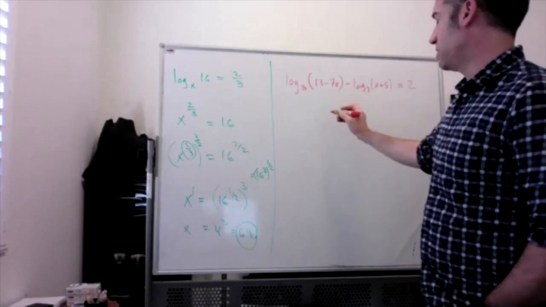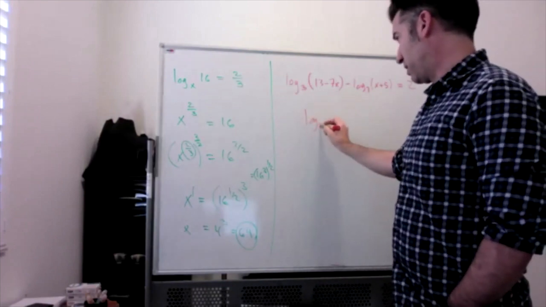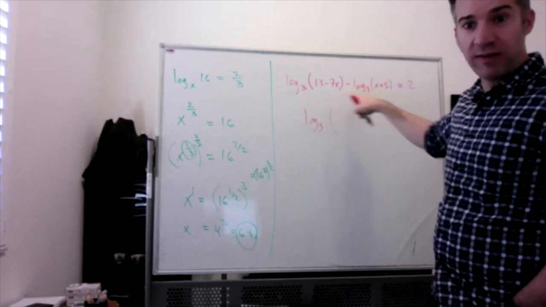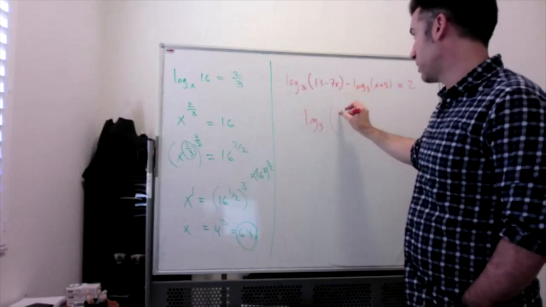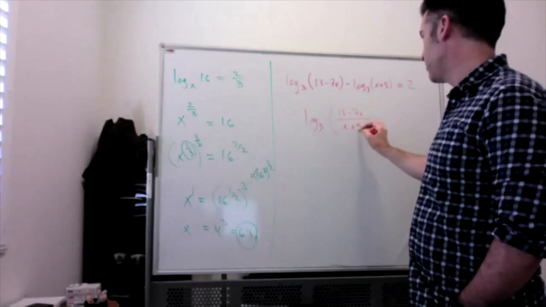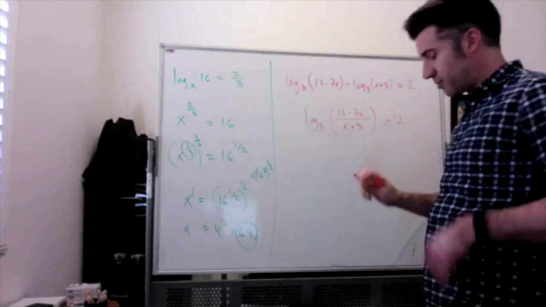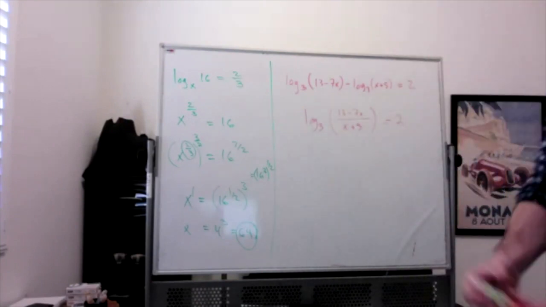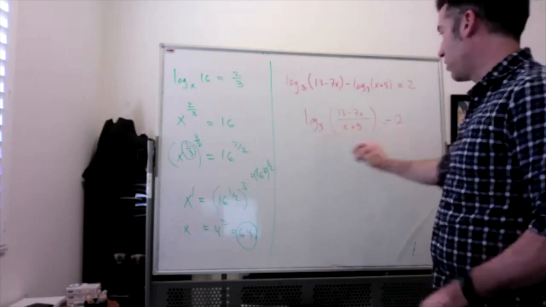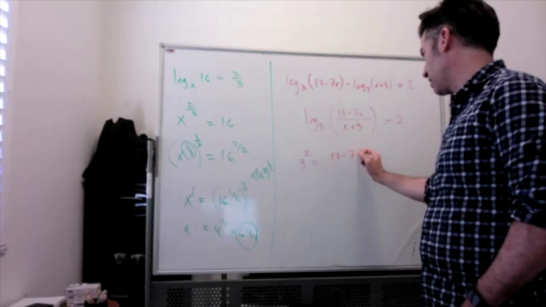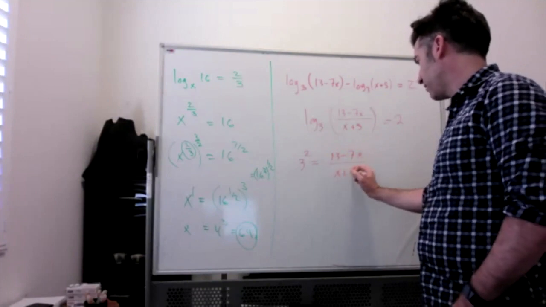So I'm going to solve this. I'm going to get log base 3 of, since it's subtraction, we divide the arguments. So it's log base 3 of 13 minus 7x over x plus 5 equal to 2. And then I'm going to rewrite this as an exponential equation so that 3 squared equals 13 minus 7x over x plus 5.